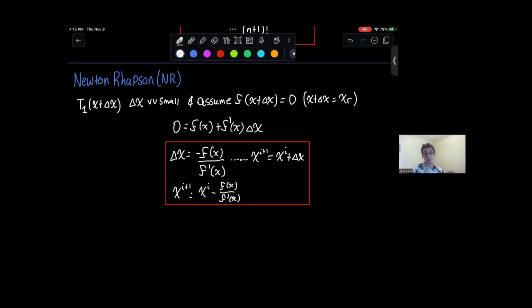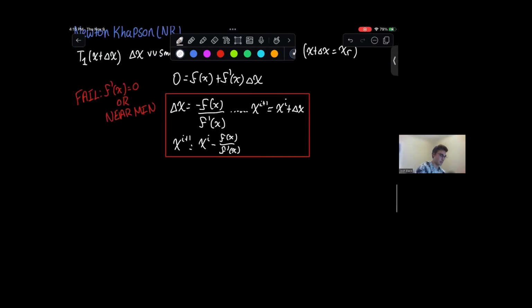And obviously, it's going to fail if f prime is equal to 0, or if it's near a minimum. Fail: f prime 0 or near minimum. I'll show you a diagram of what this is doing.